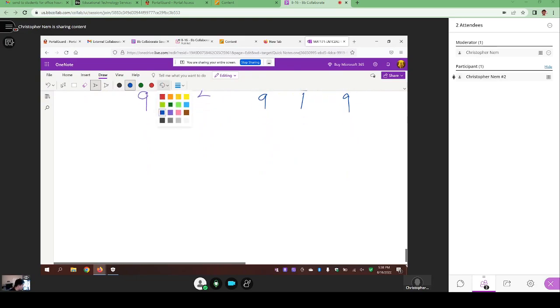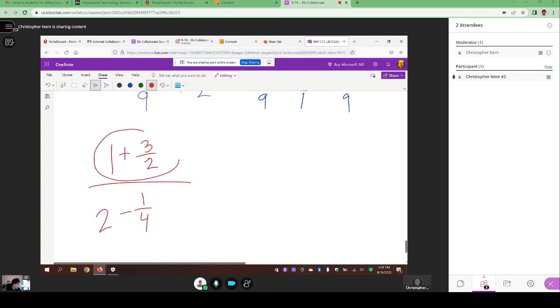So, a compound problem you might see, and I think this is actually in your homework, is something along the lines of 1 plus 3/2, divided by 2 minus 1/4. That looks crazy. That looks silly. So the way we're going to tackle this is we're going to tackle it in pieces. We're going to look at the top and the bottom. The top is this piece right here. The bottom is below that.